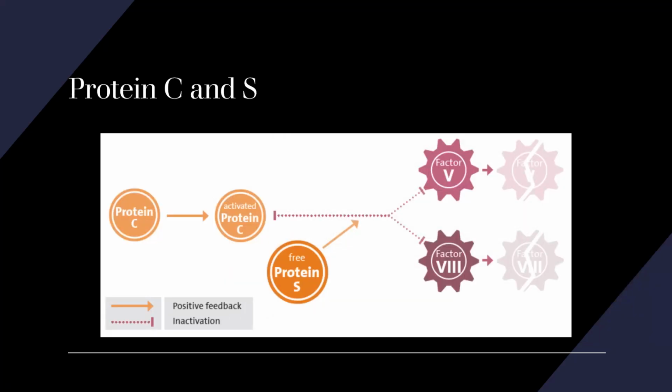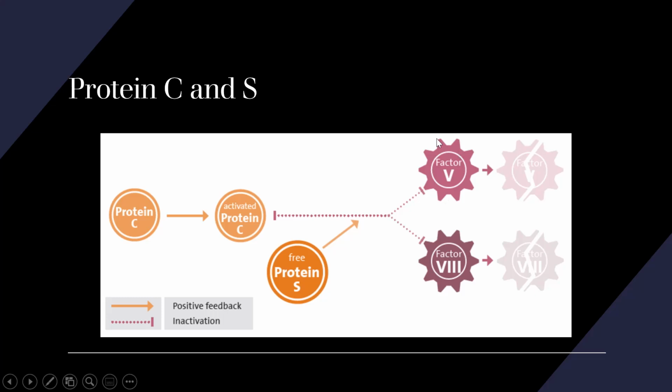Protein C and S. I know there's a lot here, and things can get confusing because some factors are activating, some factors cause clots, some factors prevent clots. Protein C and S are little proteins that actually prevent clotting, whereas your factors are pro-clotting. Okay. So what do protein C and S do? Protein C and S inhibit factors 5 and 8.